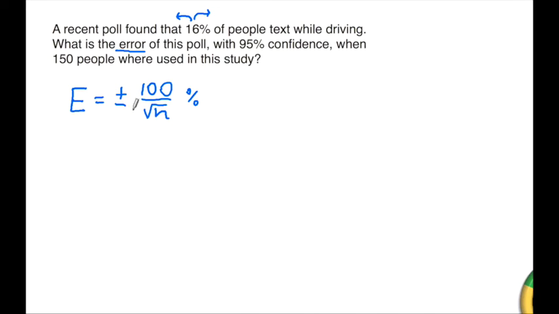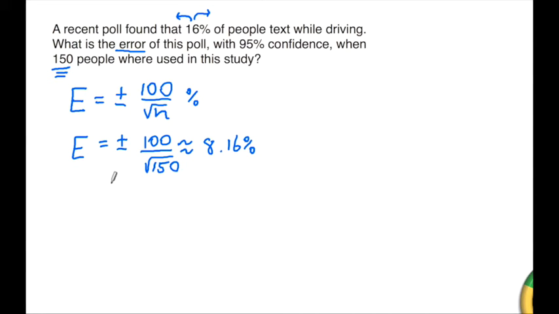Okay, so the only number that we have to worry about is the n. So then this becomes 100 divided by the square root of 150 people. When you type in, you can't type in the plus or minus. So the only thing you can type in is 100 divided by the square root of 150. This is going to give us approximately, I'm going to round it a little bit, 8.16. So this would be an error of 8.16%.